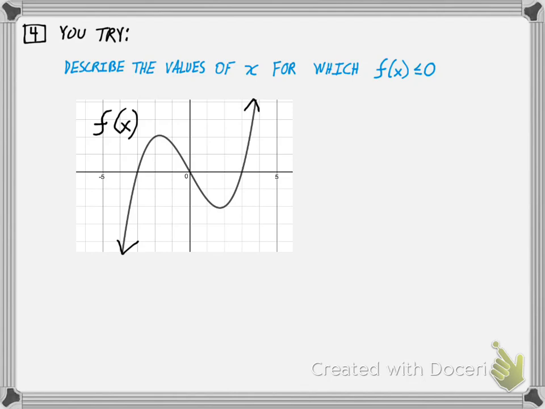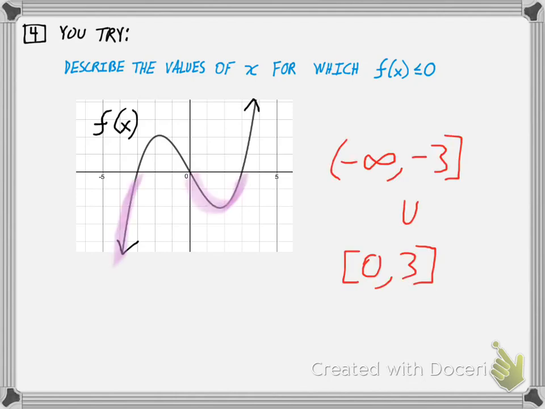Let's finish up with the you try. You've got a picture here, and the question says, describe the values of x for which the function is less than or equal to 0. Alright, hopefully you recognize two different intervals there. One of them went from negative infinity to negative 3. I put a bracket here on the negative 3 because negative 3 would equal 0, and so I want to include that because my question has a less than or equal to sign. Alright, the other place where the graph is less than or equal to 0 is that second section, which is the interval from 0 to 3, including 0 and 3.